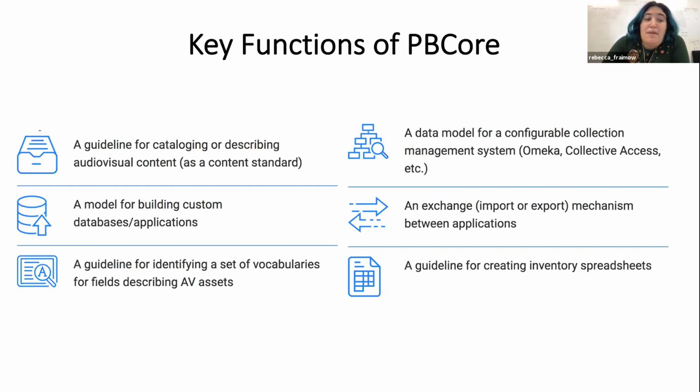It can be used as a model for building custom databases and applications. It can be used as a guideline for identifying a set of vocabularies for fields describing audiovisual assets. It can be used as a data model for a configurable collection management system, such as Omeka or CollectiveAccess, or anything else that's currently in use in the library and archive space. It can be used as an import or export mechanism between applications. That's the way that we use it very often here at GBH. It can be used as a guideline simply for creating inventory spreadsheets to help people get a sense of what they have in their collections.